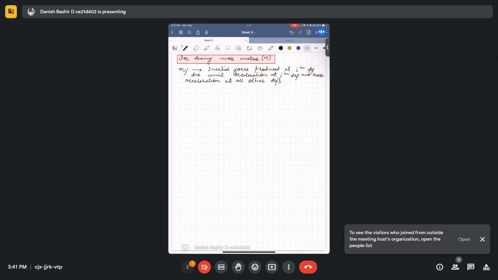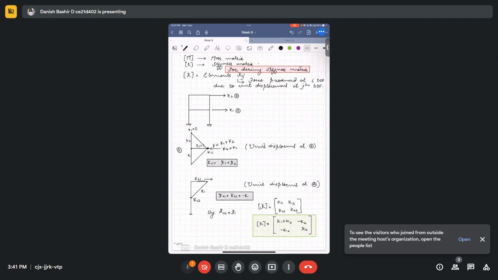So Mij is the inertial force produced at the ith degree of freedom due to unit acceleration at the jth degree of freedom and zero acceleration at all other degrees of freedom. The same applies to Kij, which is the force produced at the ith degree of freedom due to unit displacement at the jth degree of freedom and zero displacement at all other degrees of freedom.